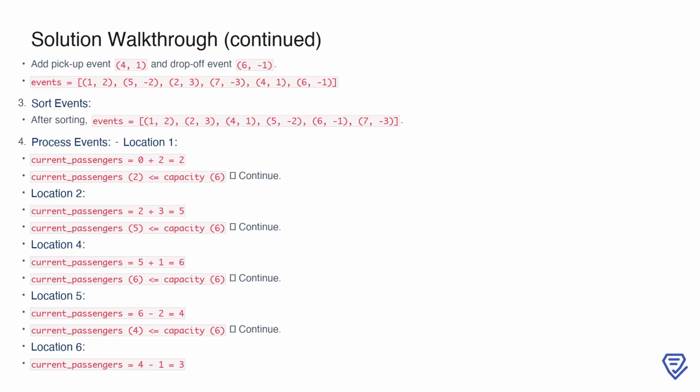As we process the events, the passenger count evolves as follows: at location 1, the pickup for 2 passengers brings the total to 2, which is within the capacity of 6. At location 2, a pickup for 3 passengers increases the count to 5, which is still within the capacity. At location 4, another pickup for 1 passenger brings the count to exactly 6.